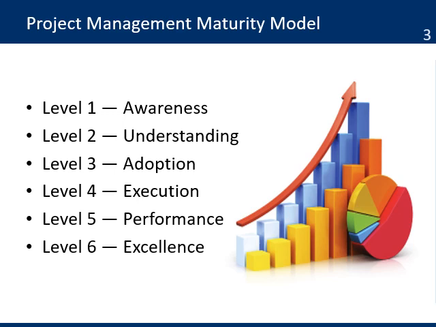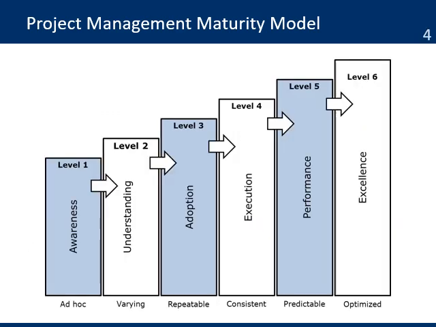The framework identifies 6 levels of maturity: awareness, understanding, adoption, execution, performance, and excellence. Where an organization stands on the maturity model is one of the biggest key factors in determining the chances for success. The model helps identify strategic strengths and weaknesses, which are then used to develop a detailed action plan for improving the capabilities of project management practices.